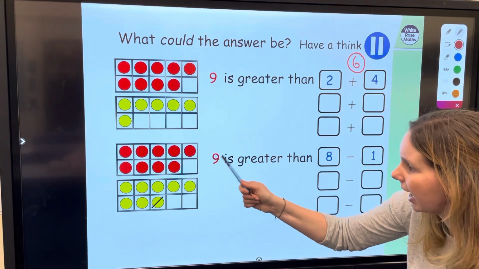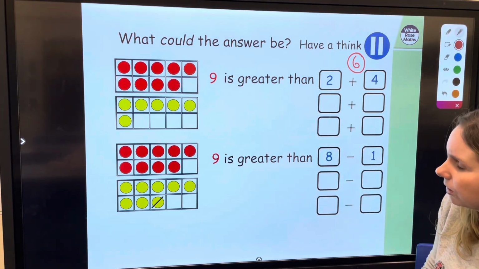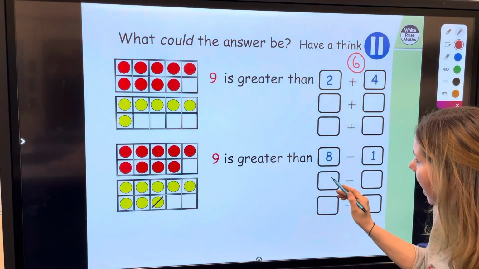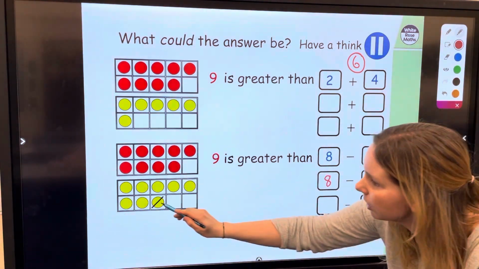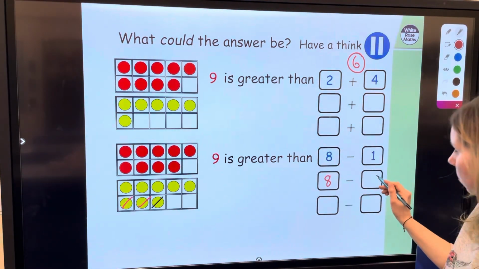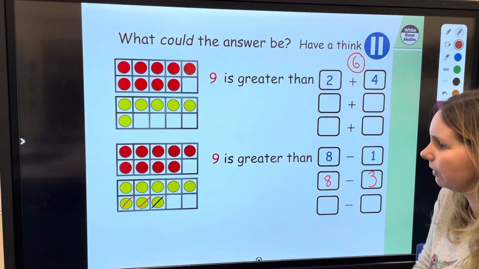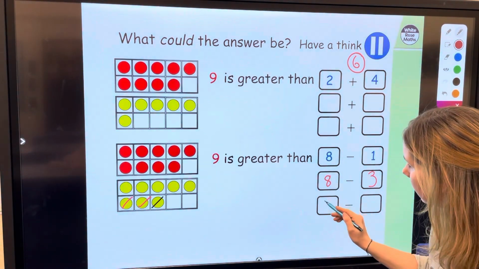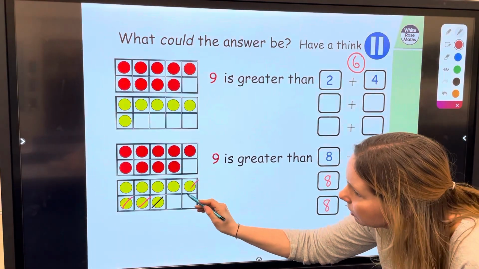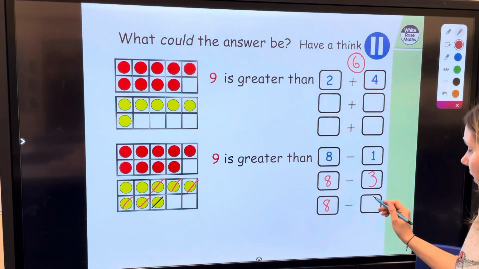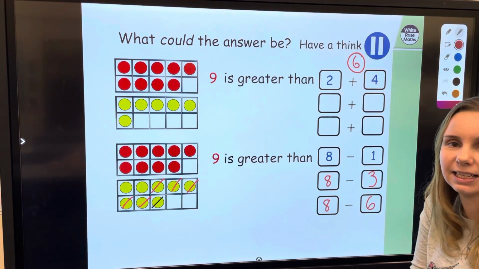So we have 9. 9 is greater than, and I could say 1, 2, 3, 4, 5, 6, 7, 8 subtract 3. Oh, we all know 8 subtract 3 by now. 8 subtract 3 is 5. Or you might say 8 subtract 1, 2, 3, 4, 5, 6. 8 subtract 6 is 2.